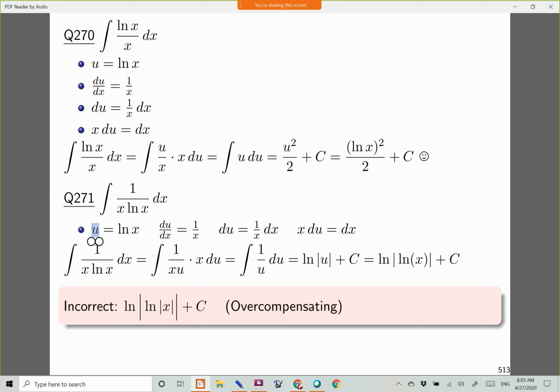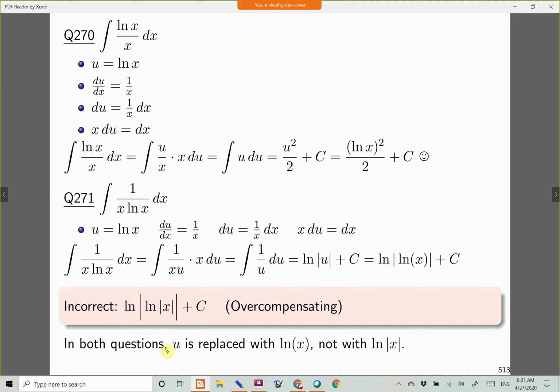So that's why u got replaced with ln of x, right? So, as a side-by-side comparison, looking at these two questions, in both cases, u got replaced with ln of x there, and then u got replaced with ln of x there. So that idea is the same in both questions.